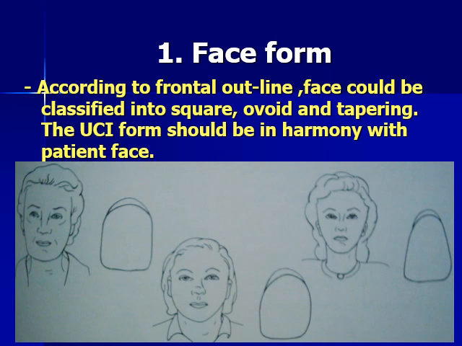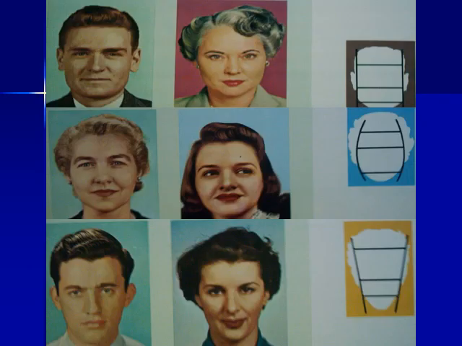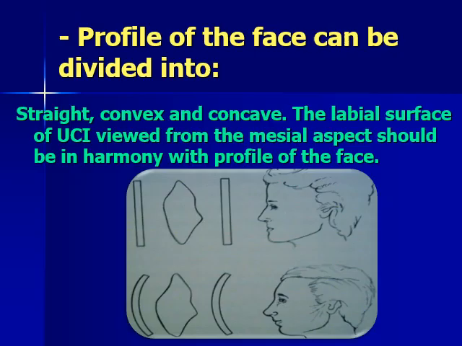Therefore, the upper central incisor should be in harmony with the face form. As seen in the next figure, the first two figures indicate the square face, while the middle is the ovoid face form from a frontal view, and the last one is the tapered face. Therefore, the selection of the form of the upper anterior teeth, especially the upper central incisor, should be in harmony with the form of the face of the patient.